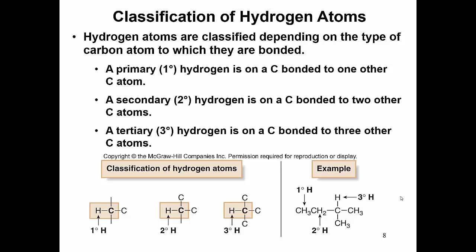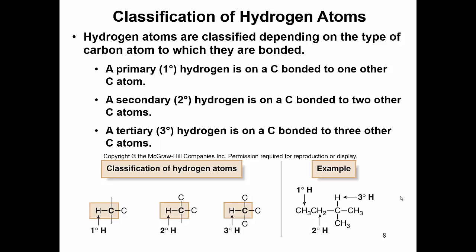And guess what? We can do the same thing for hydrogens. And we classify hydrogens based on what kind of carbon they are bound to. So take a look at the lower left examples there. A hydrogen that's bound to a primary carbon is called a primary hydrogen. A hydrogen bound to a secondary carbon is called a secondary hydrogen, and a hydrogen bound to a tertiary carbon is called a tertiary hydrogen.